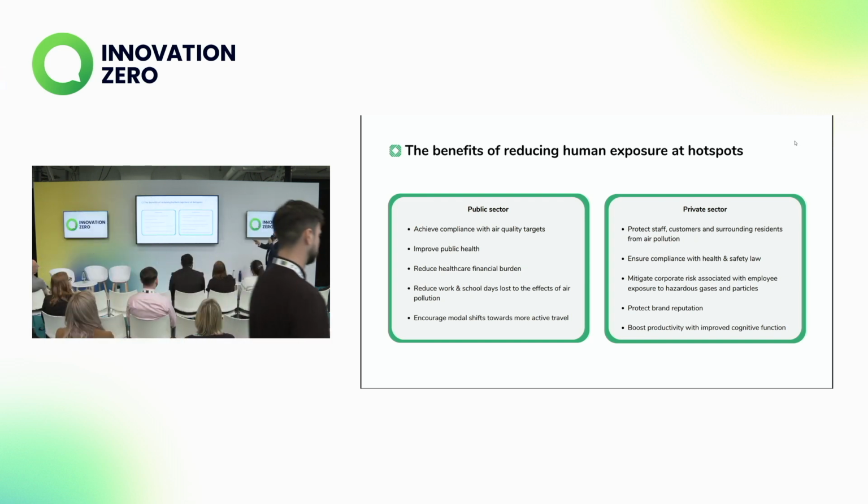Private sector is slightly different. Employers have a legal duty anyway to protect staff. Ensuring compliance with health and safety law is key. And in the USA, things are starting to change. Class action lawsuits are starting to come through, where employees are complaining that they've been subjected to air pollution, now suffering from ailments, similar to asbestos many, many years ago. So again, class action lawsuits cost a lot more than solving the problem up front.